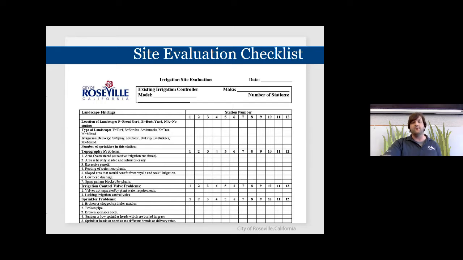You're also going to want to mark which stations those are, and you can use that for a handy reference later on. Is it a turf station? Or maybe it's a shrub station. What is it fed by? Sprays, rotors, drip? Write those things down, and then when you're going to make your repairs, you know what to buy, you know what issues you're trying to address. Next slide.